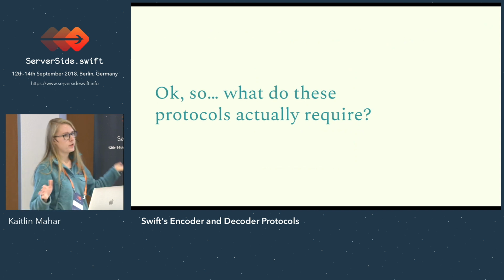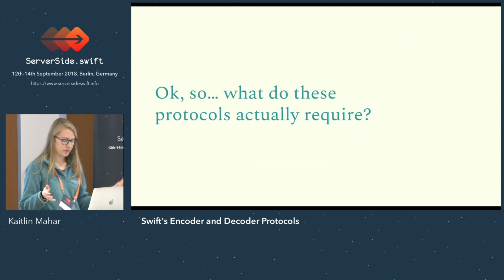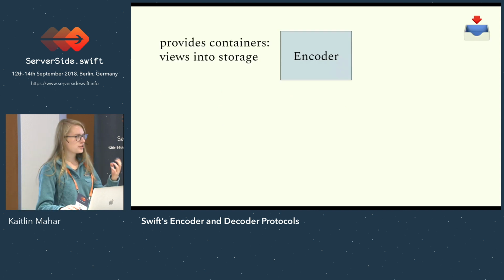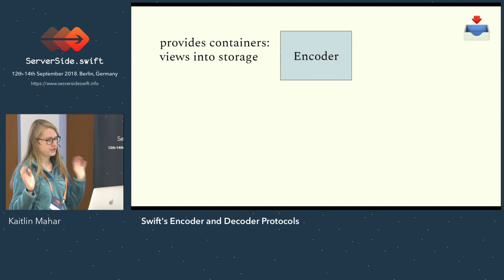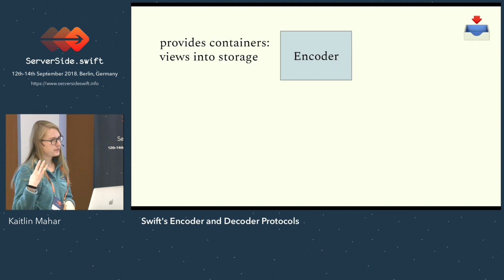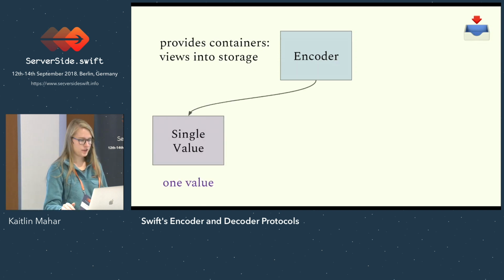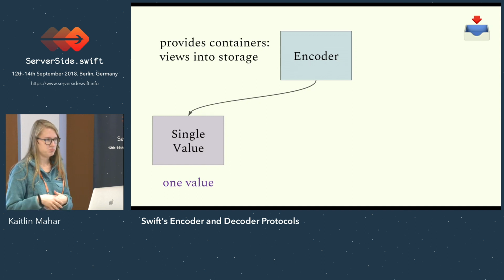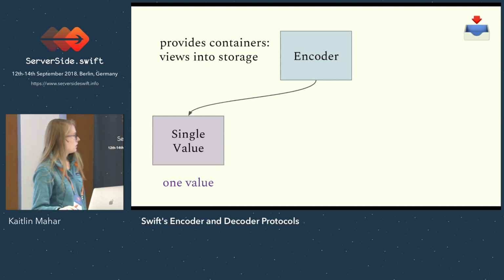OK, so now let's talk about what these protocols actually require and what they look like. Basically, an encoder's main job is to provide you containers to encode things into, which are kind of like views into its storage that types can write themselves into. So there are 3 different container types. The first is a single value container. That's for a type where we only need to store one value, like an integer, for example.